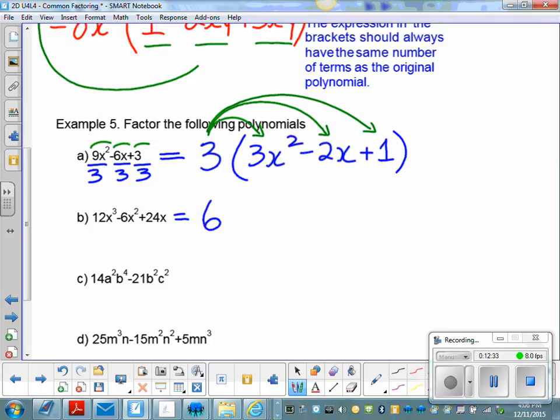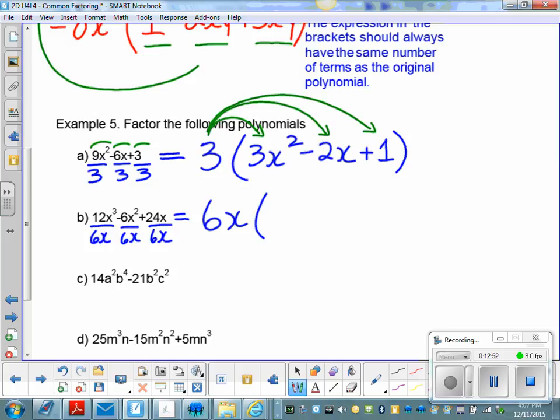All right, and the second one here, greatest common factor. 6 is going to be part of that. Every term has an x in it. And the smallest exponent on x is 1, so 6x will be our greatest common factor. Now I need to divide each term by 6x.